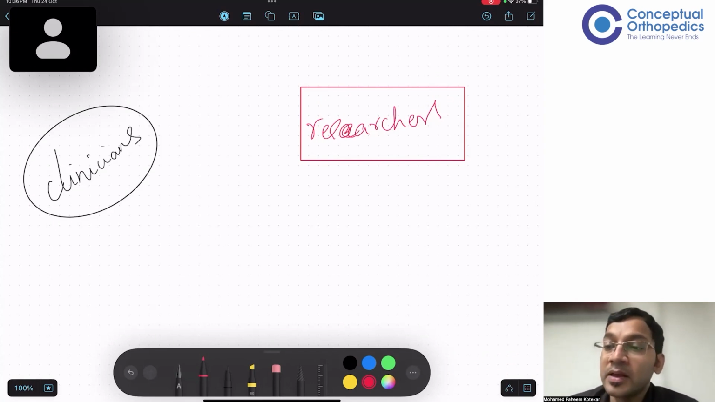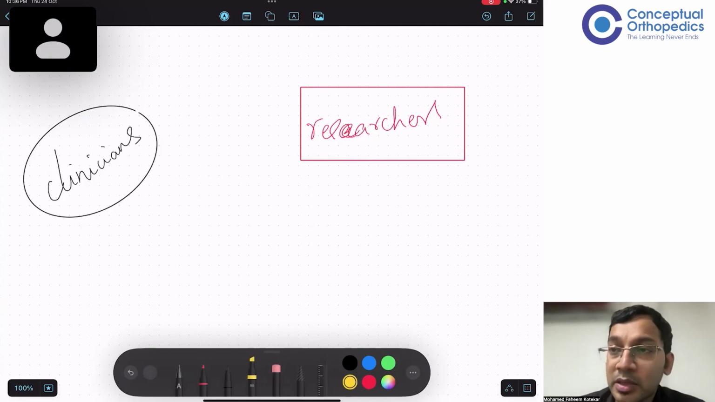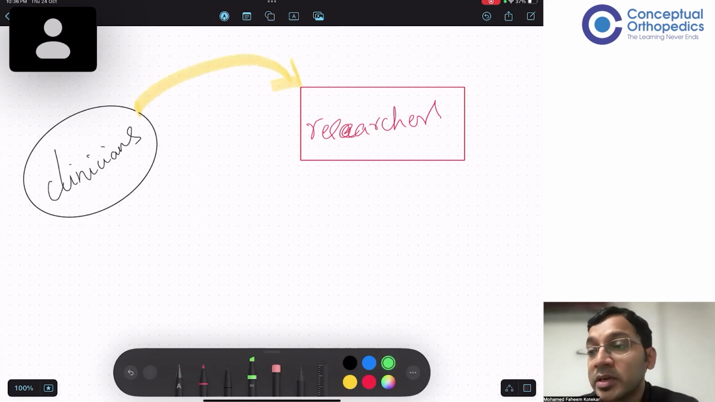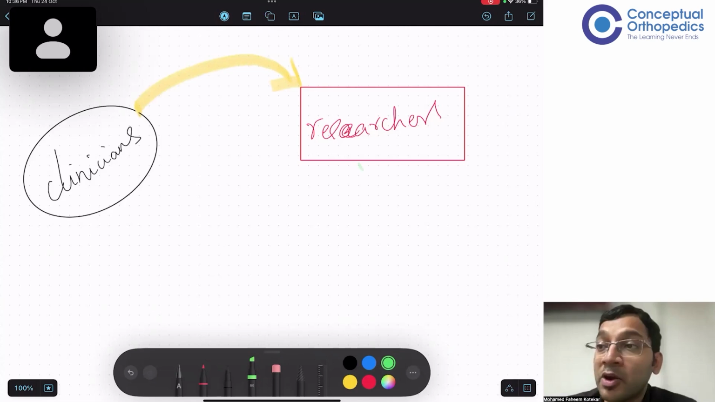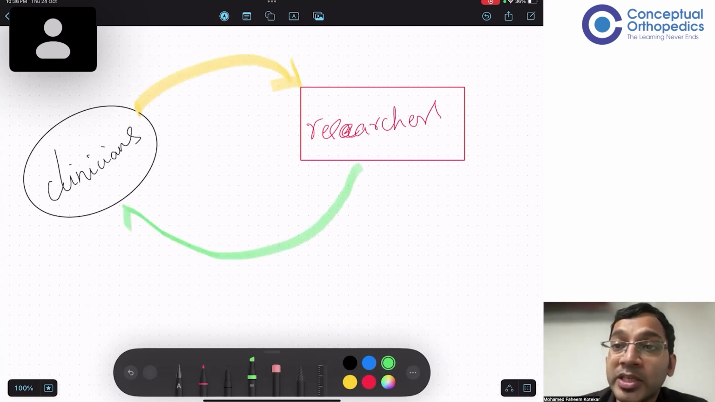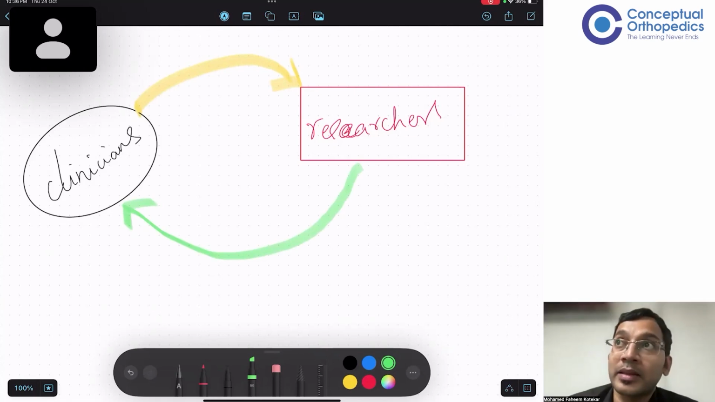Now, if the clinician does not know what the problem is, then he cannot put forth a question which can be answered by research. And if the researcher does not do his or her work, then they cannot come up with evidence so that the clinician can use it in their daily practice. So this is a cycle that we require in our practice so that we can evolve ourselves through sound scientific knowledge or evidence-based medicine. Okay.